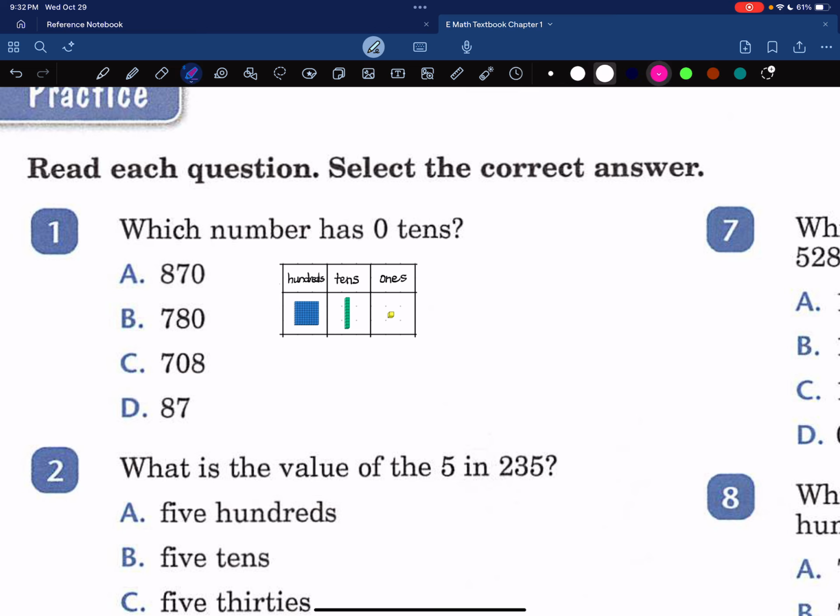Well, I'm going to highlight the tens place for you so you can see clearly. There's tens, tens, tens, and tens. Which one has a 0 in the tens place? That is this one.